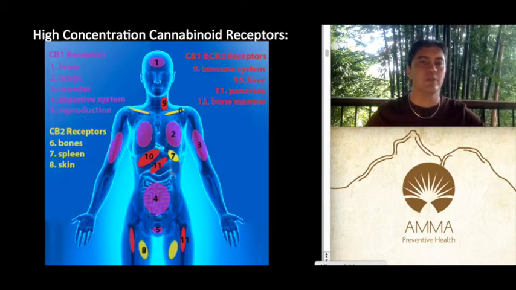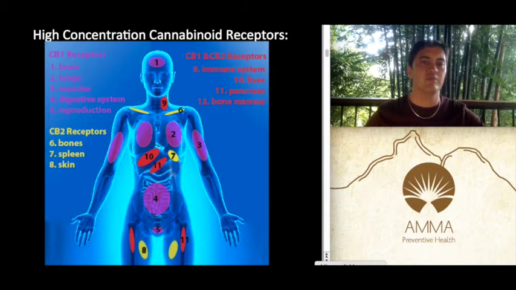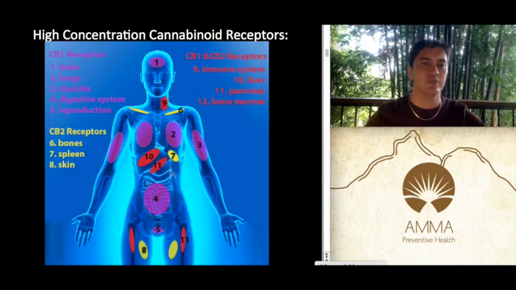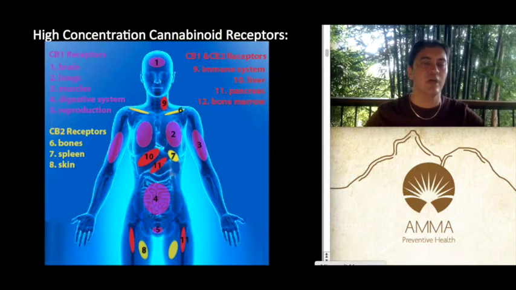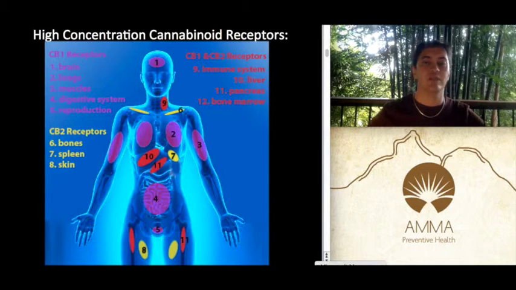CB1 receptors in purple here are seen prominent in the brain, lungs, muscles, digestive system and reproductive systems. CB2 receptors, indicated in yellow, are found in the bone, spleen and skin, peripherally in the immune and inflammatory responsive areas. And CB1 and CB2 receptors are found throughout in the immune system, the liver, the pancreas and the bone marrow.